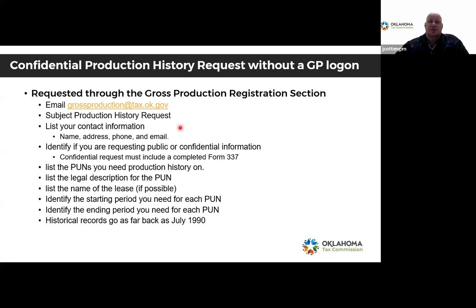List your contact information, identifying if you're requesting public or confidential information. Again, if it's confidential, you'll need to attach a copy of that form 337. List the PUNs, legal description if you have it, which makes it easier for us to find. The name of the lease, if possible, it's not required, and then the starting period and the ending period for the dates you want production. And again, our records go back as far as July of 1990.